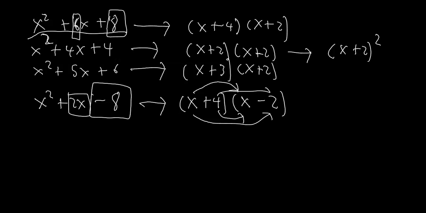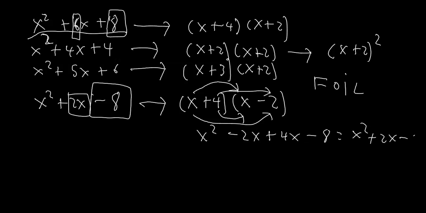Remember the FOIL method? FOIL, as a recap. I'll make a video on FOIL if you guys don't understand FOIL yet. But anyway, x times x, x times negative 2, 4 times x, and then 4 times negative 2, and yeah, it equals the original quadratic expression.